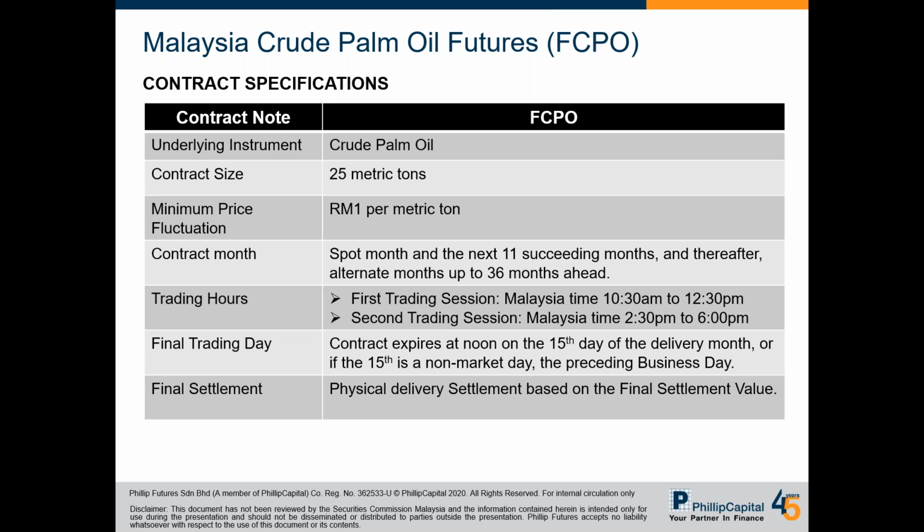For FCPO, there are two trading sessions. The first trading session is 10:30 a.m. to 12:30 p.m. and the second trading session is from 2:30 p.m. to 6 p.m. The final trading day for FCPO will be at noon on the 15th of the delivery month, and if the 15th is a non-market day, then it will be the preceding business day. Lastly, the final settlement for FCPO will be by physical delivery based on the final settlement value.